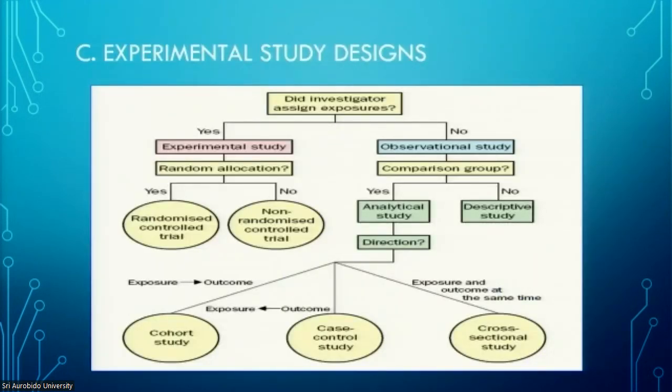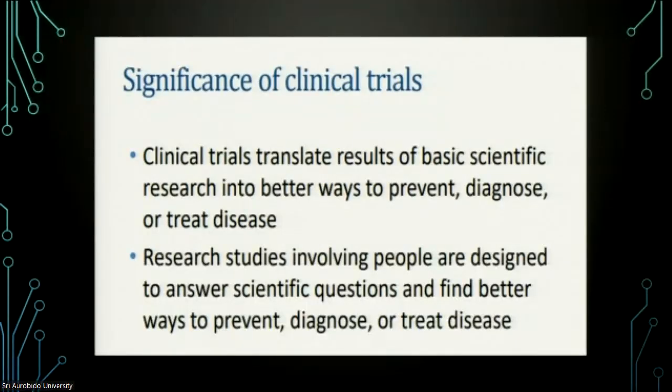Now coming to the third part, that is experimental study. So we have done the descriptive study and analytical study. Now we come to the third, that is experimental study. In experimental study, when the investigator is manipulating the treatment or manipulating the patient in any way, we call it as experimental study. They are also called as clinical trials when it is done in clinical scenario. Clinical trials, they translate result of basic scientific research into better ways to prevent, diagnose, or treat the disease.